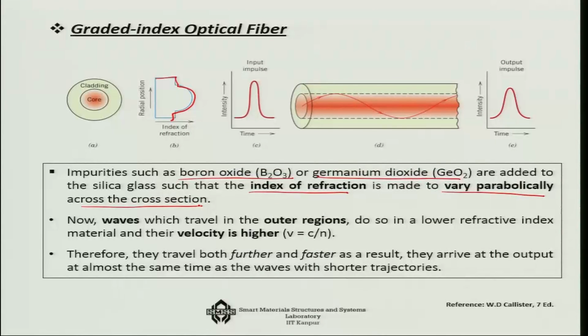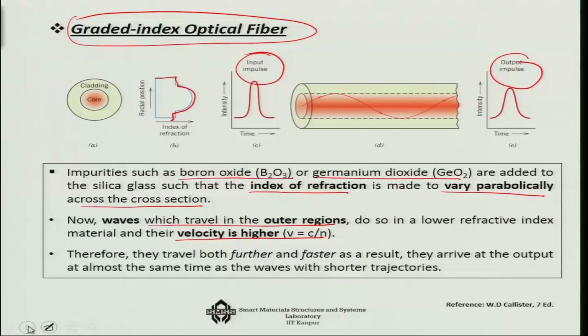If it varies parabolically, then waves which travel in the outer regions do so in a lower refractive index material, and their velocity is higher, and those which are in the inner region have a slower velocity. As a result, you get the same nature of the input and output pulse, so broadening of the pulse does not take place. That is the better part of the graded index optical fiber.